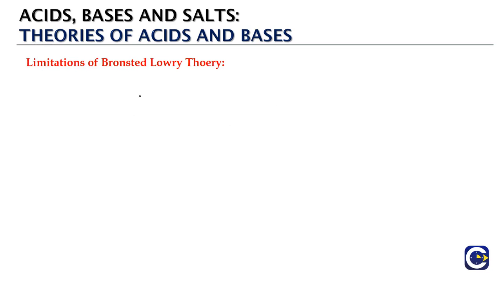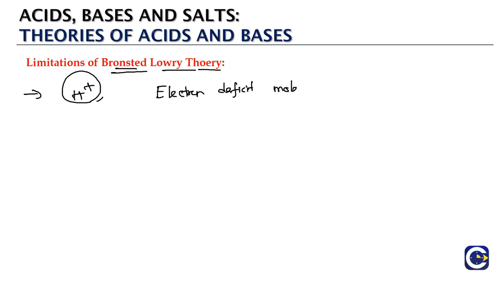Now the Bronsted-Lowry theory also has some limitations. If you look, there are substances which can act as an acid without involving H plus ions, without donating H plus ions. Such acids are generally electron deficit molecules. What do you mean by electron deficit? We will be able to understand more about this in the metals and non-metals topic.